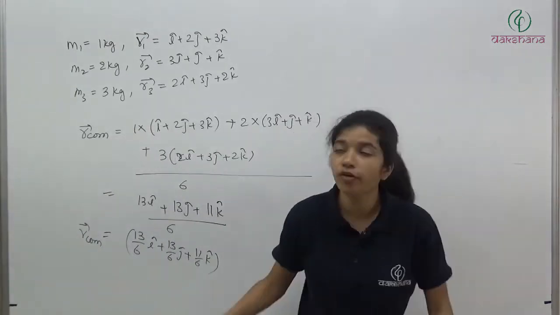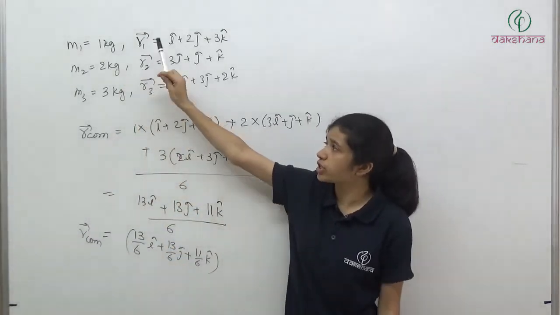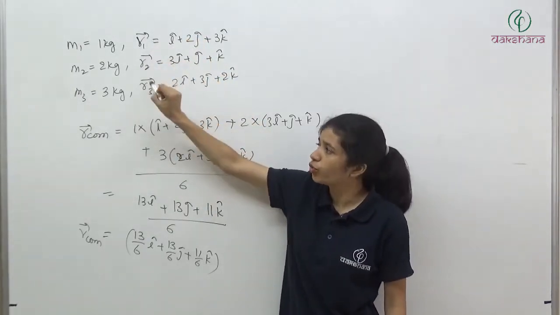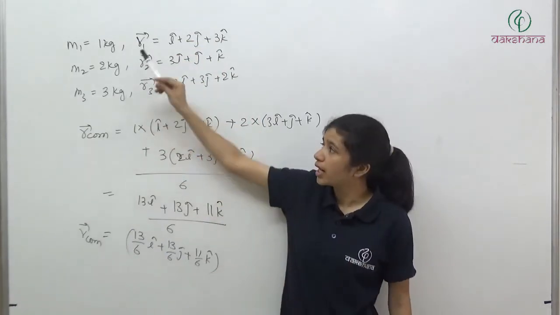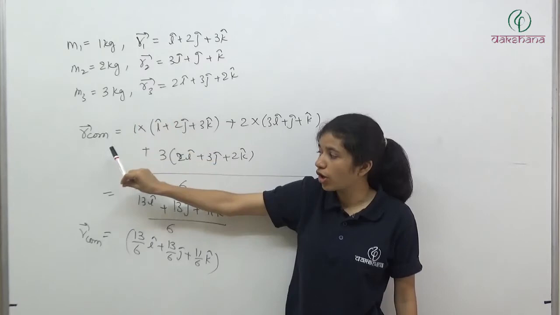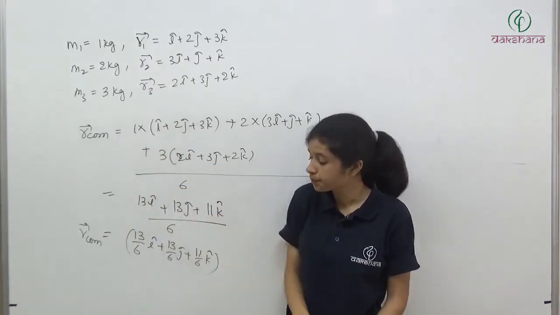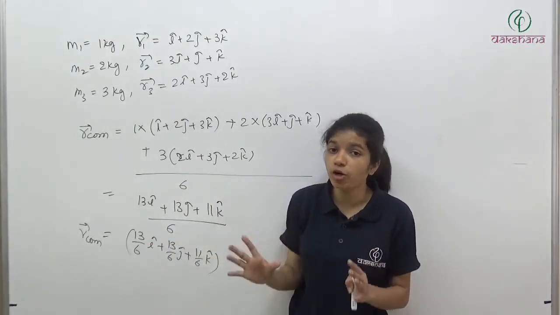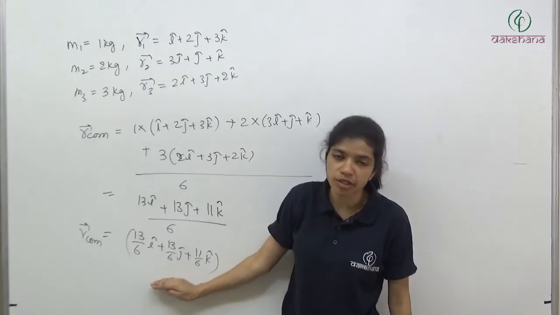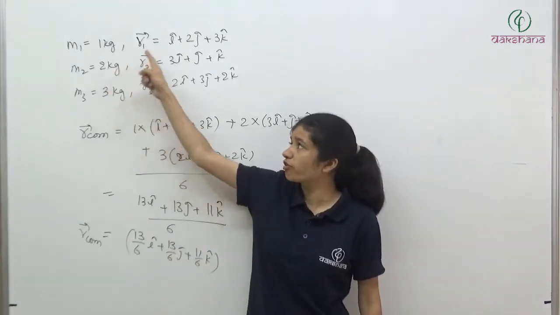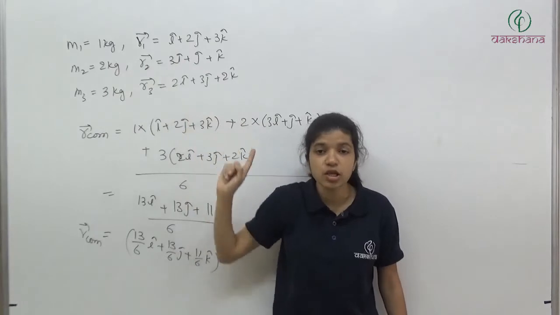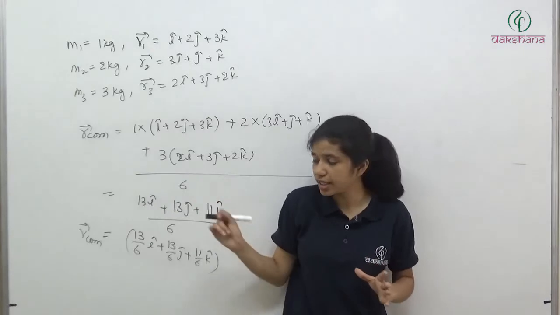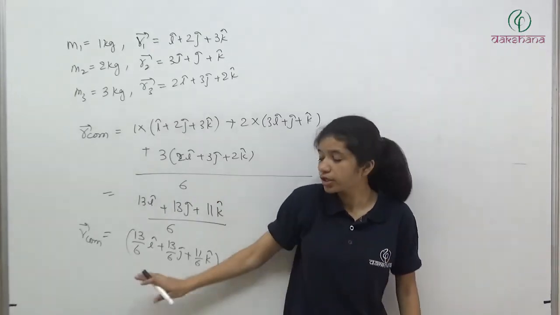Now similarly, instead of giving the location, if they are giving velocity, just replace this by velocity v1, v2, v3. Write the next question, write here v1 v2 v3 and solve for the velocity of center of mass. What you will get is velocity equal to 13 by 6, 13 by 6, 11 by 6. So we have a particle of mass 6 kg which is moving with this much velocity. Instead of saying that m1 is moving with this velocity, m2 with this, m3 with this, we can say that the center of mass, a mass of 6 kg, is moving with this much velocity.